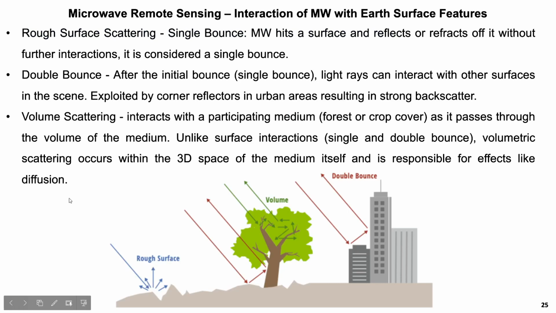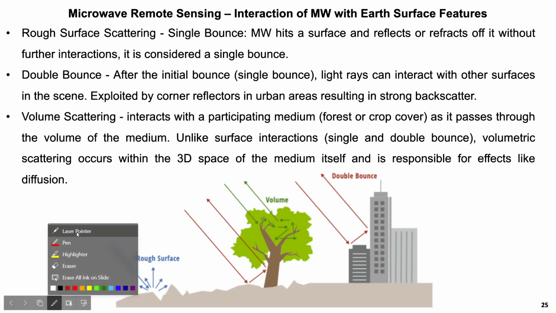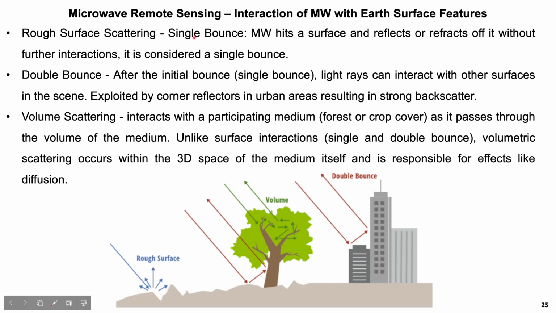So next part of the microwave remote sensing is how do the microwaves interact with your earth features. The interaction of microwaves depends on how rough the surfaces are. So it's all about roughness in this part of the remote sensing. Previously in optical remote sensing, we saw what is the reflectance from the surface. Now we are going to see how the roughness is going to influence the microwaves.